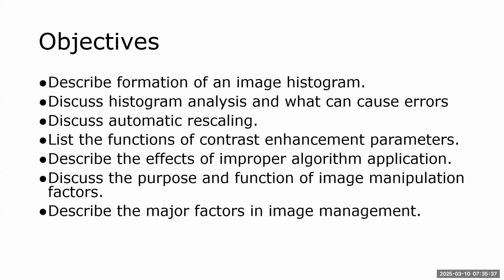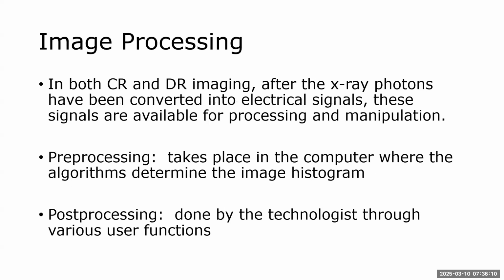So we're going to look at image histograms, talk about what that is, talk about automatic rescaling, some different contrast enhancement functions that you can do post-processing, and what happens if the improper algorithm is used or the wrong lookup table, meaning you choose the wrong projection. Like say you're supposed to be doing a chest, but you have it on hand or foot, how that can affect the quality of your image. And look at some other image manipulation things that we can do in image management.